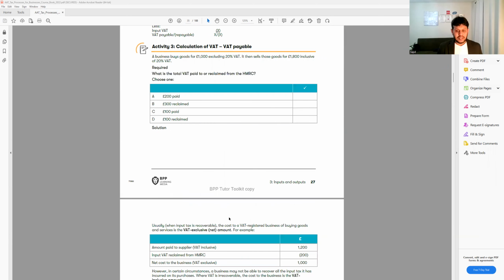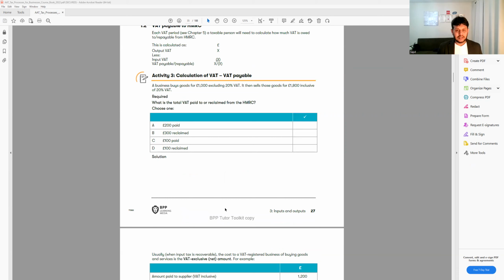Let's look at activity 1. So I'll give you 2 minutes to tell me, shall we pay to HMRC or claim back from HMRC, and how much it is? Activity 3.